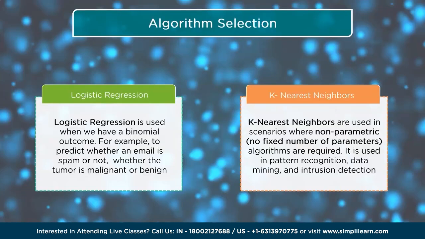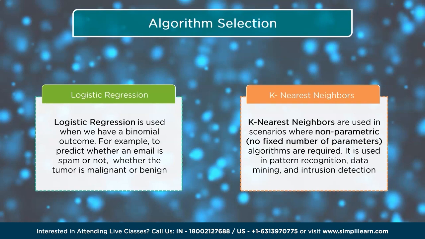So when we talk about algorithm selection, logistic regression, k-nearest neighbors. Logistic regression is used when we have a binomial outcome. For example, to predict whether an email is spam or not, whether the tumor is malignant or not. The logistic regression works really good on that. You can do it in k-nearest neighbors also. The question is, which one will it work better in?